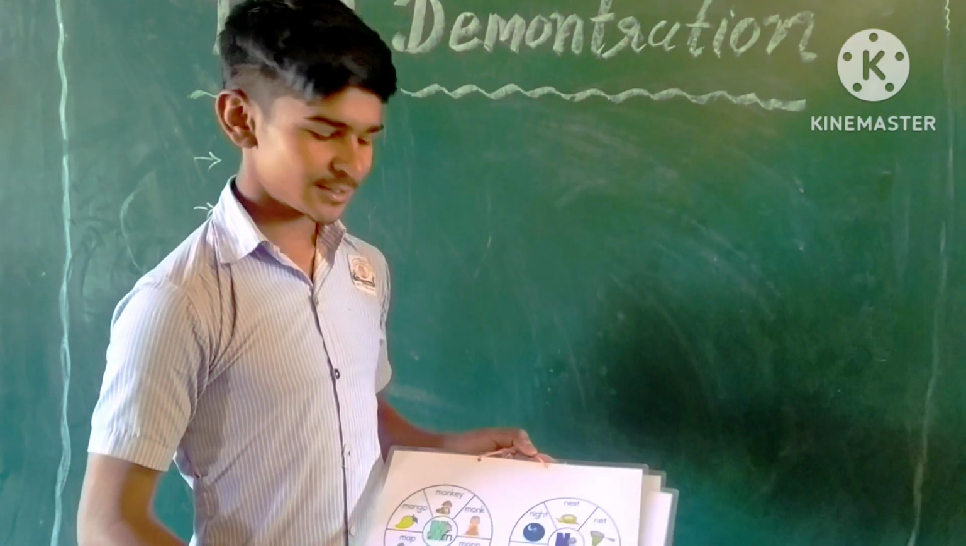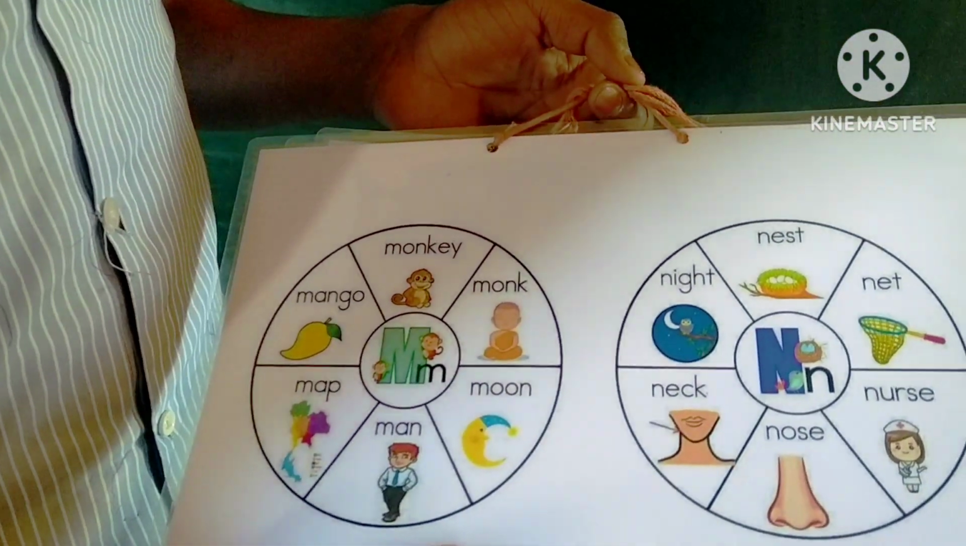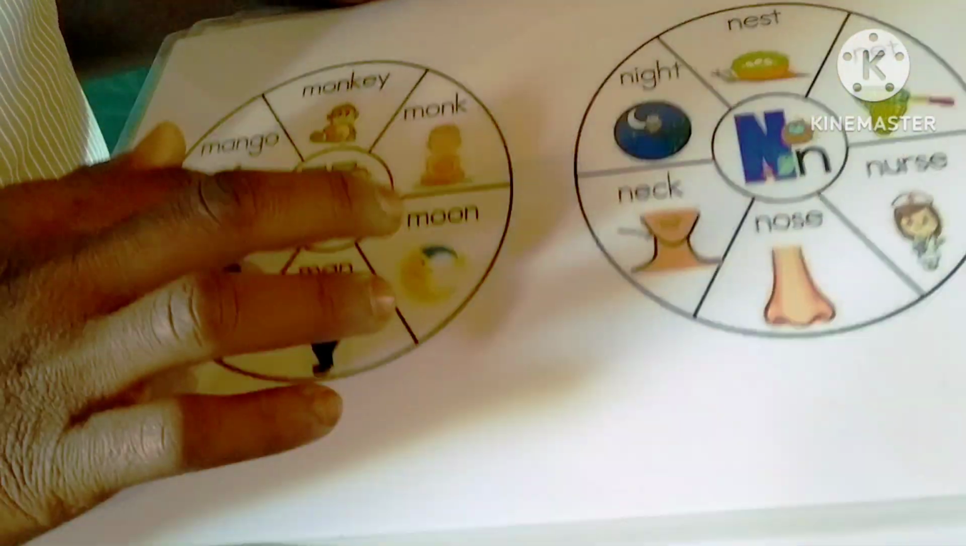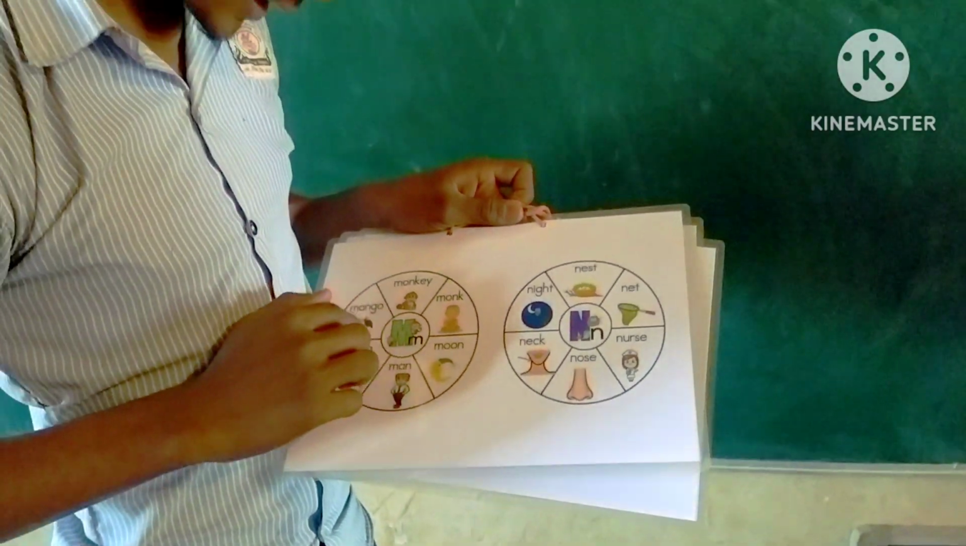Hello, I am Jisal. This is our alphabet TLM. Just like, M for monkey, M for moon, M for man, M for map.